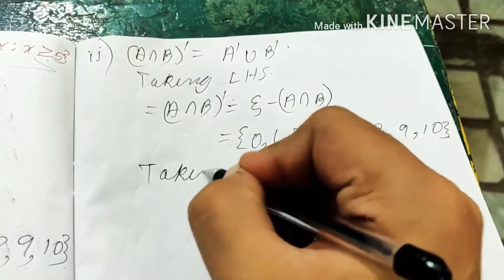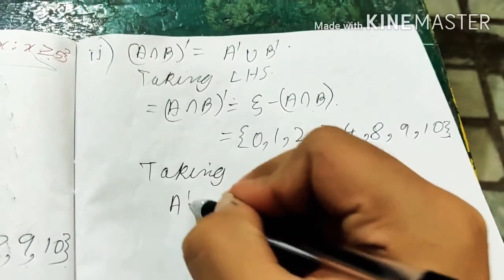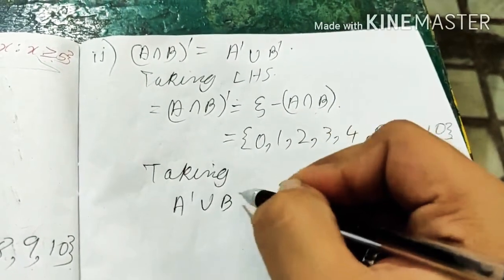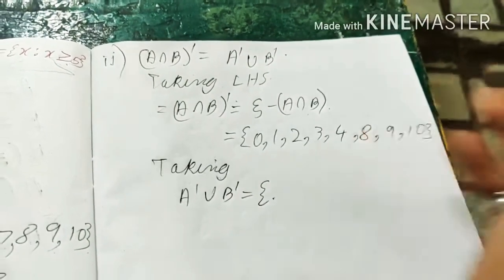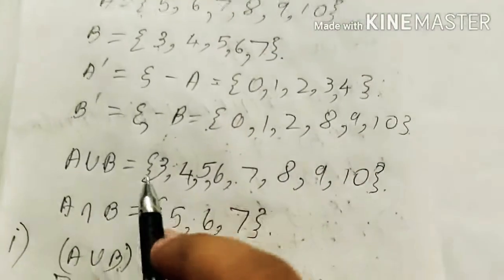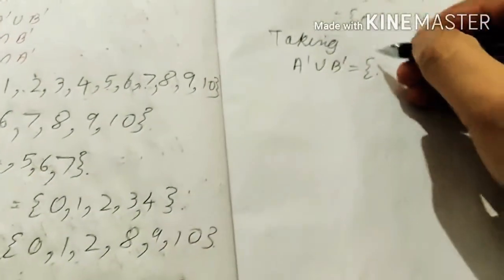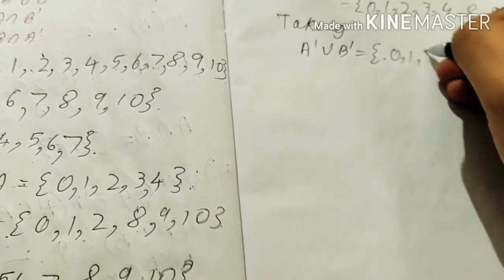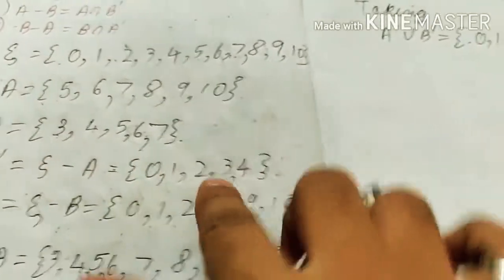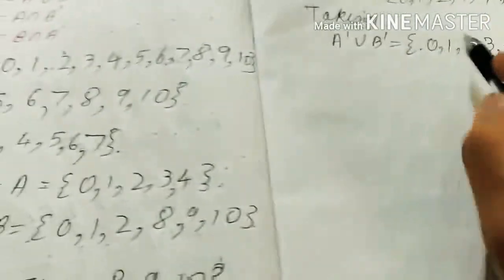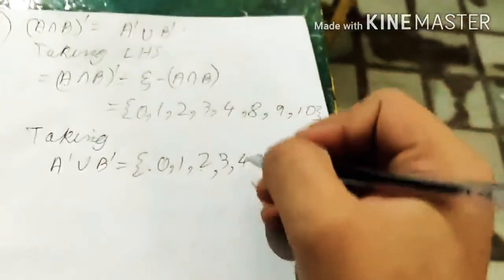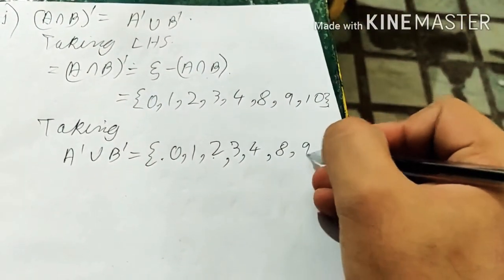Taking A complement union B complement. Union means including both the sets. So first we will write A complement here: 0, 1, 2, 3 and 4. What is B complement? 0, 1, 2. 0, 1, 2 is already mentioned before itself. Then 8, 9 and 10.